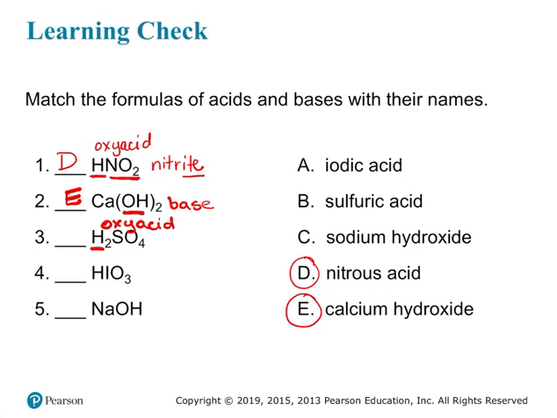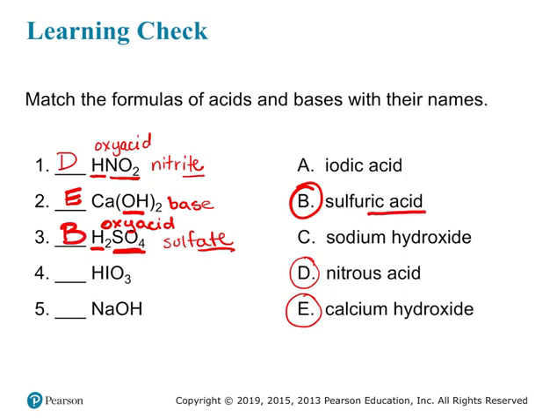Okay, so we're going to name this based on the polyatomic ion. So which polyatomic ion is SO4? How do we name that? So that is sulfate. So then what is the acid name? B, sulfuric acid. So ic acid.